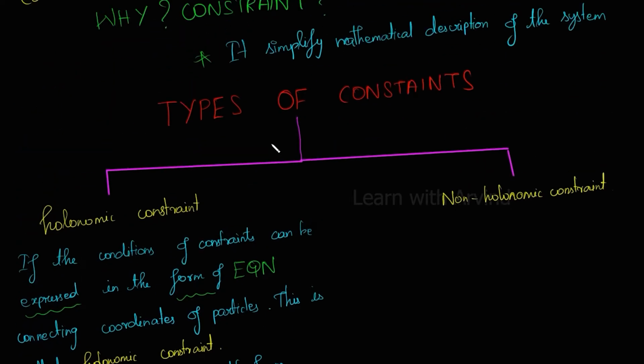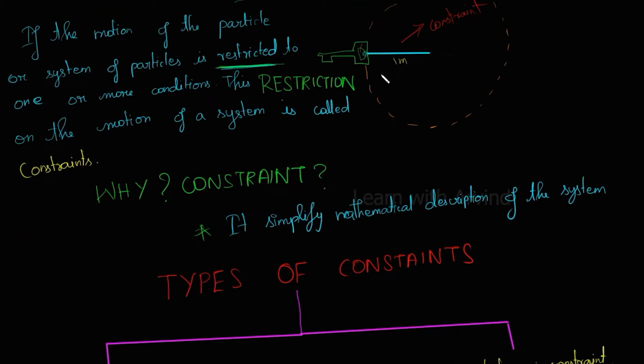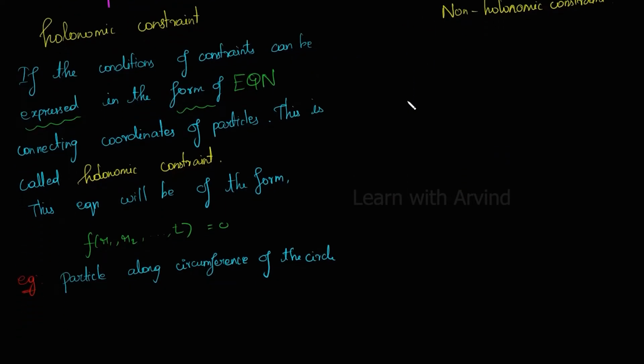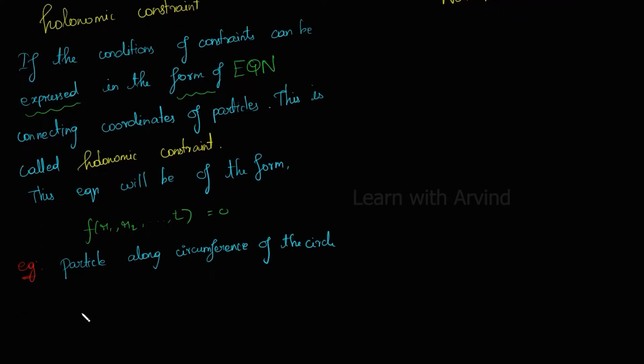Now take this for instance. Here the constraint is this string, which is nothing but the radius of the circle. This is a constant, so just a single generalized coordinate theta is enough to describe this system. So the constraint here is r = a, where a is the radius of the system. So the equation of constraint is |r| = |a|.